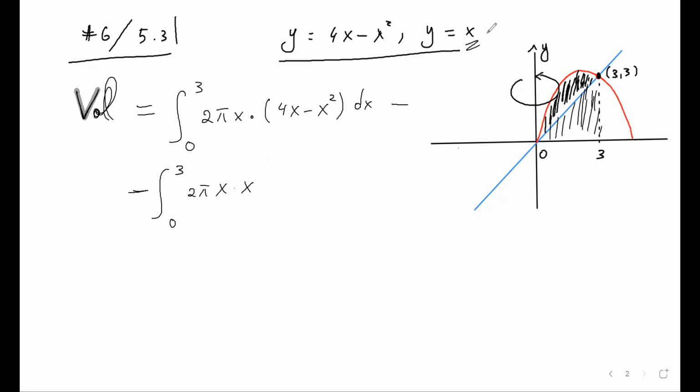That being said, we're going to calculate this as follows. The first integral is going to be an integral from 0 to 3 of 2 pi times 4, so 8 pi x squared, minus, and then there's 2 pi x cubed.